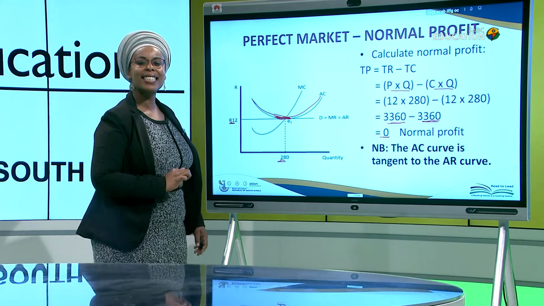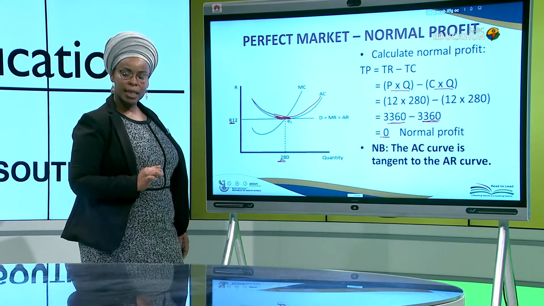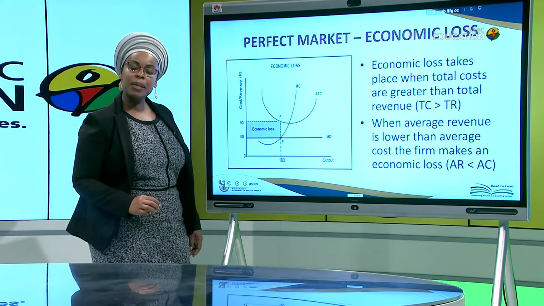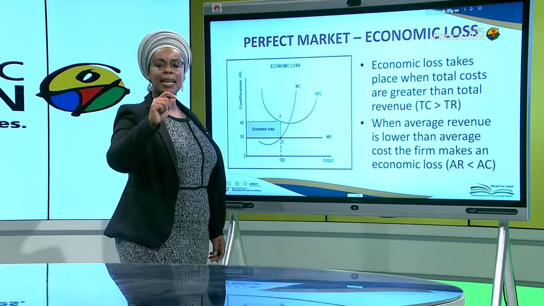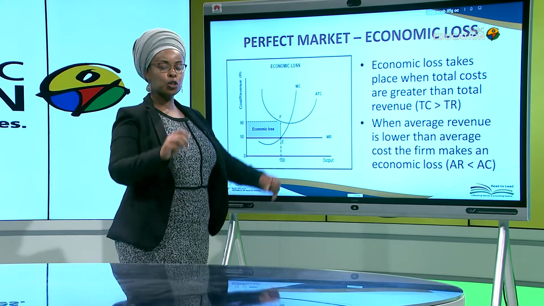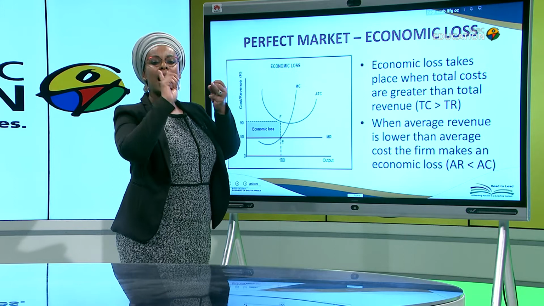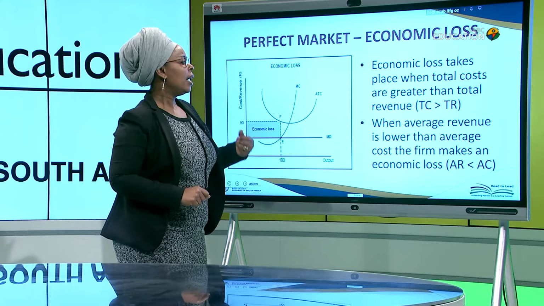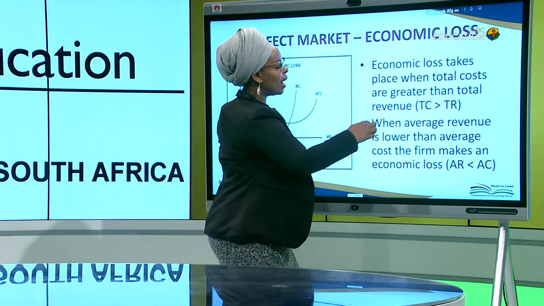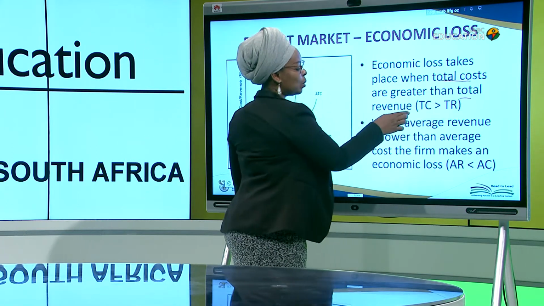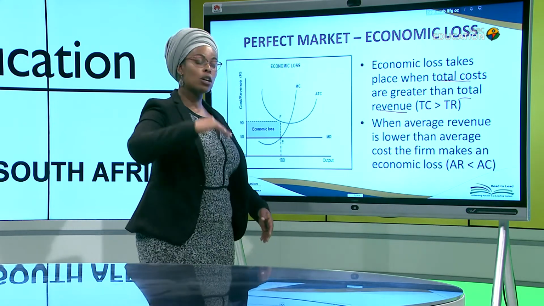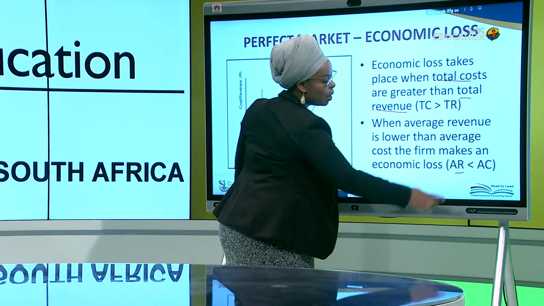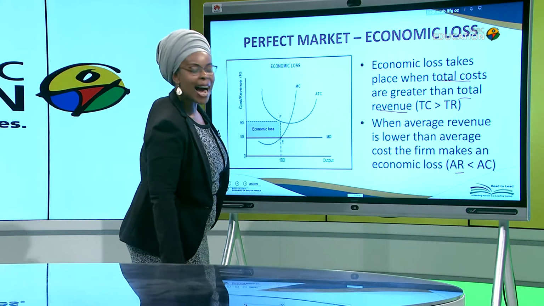Let us look at the last possibility, which is economic loss. Okay, there are certain businesses which can make a loss in the short run. You saw how they can make economic profit, how they can make normal profits. There are those that can make economic loss. Economic loss takes place when total cost is greater than total revenue. So total cost will be higher than total revenue, or where average revenue is also lower than average cost.